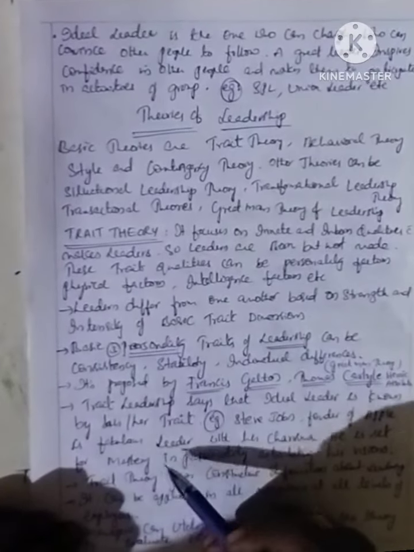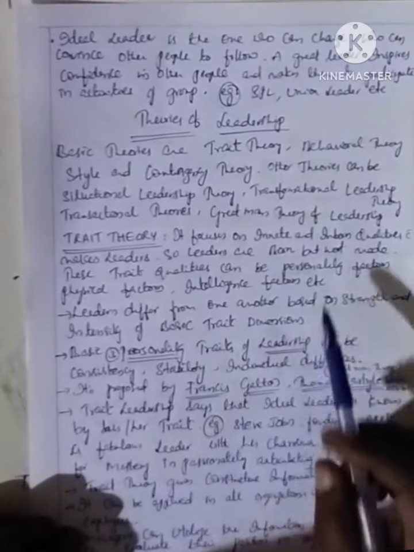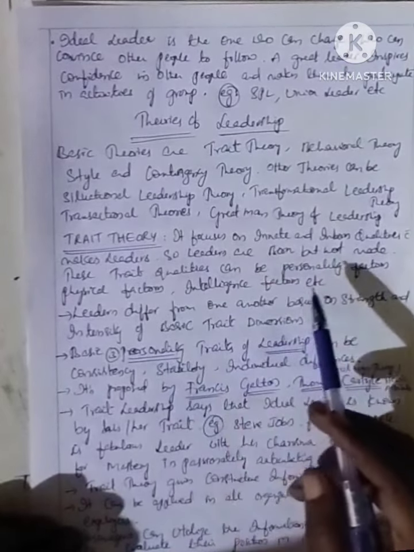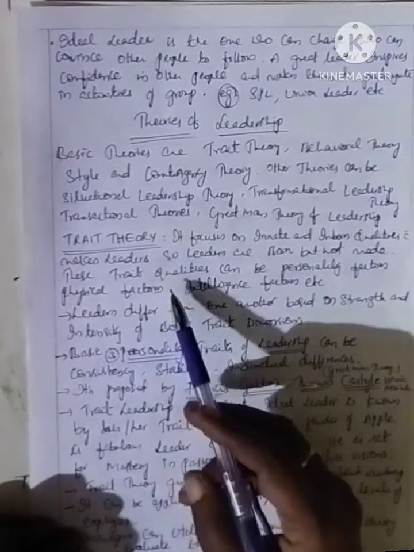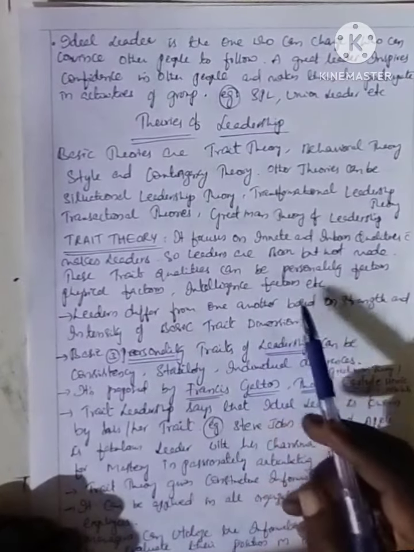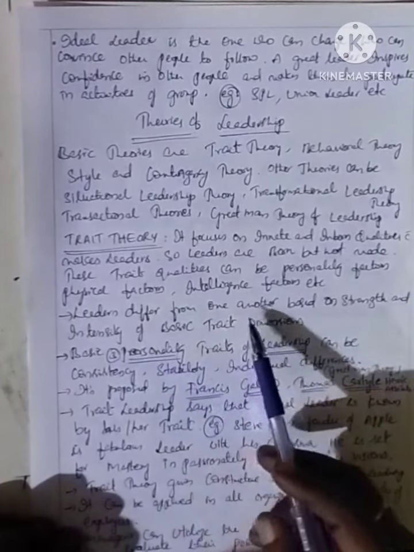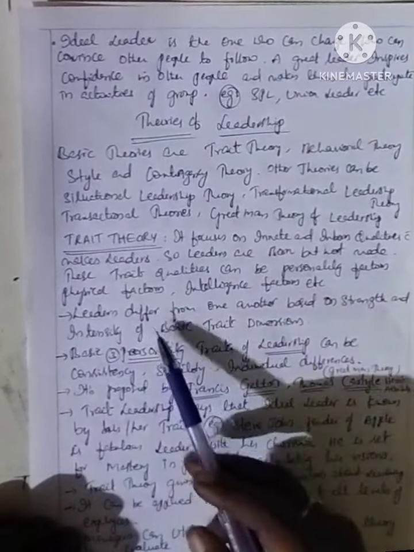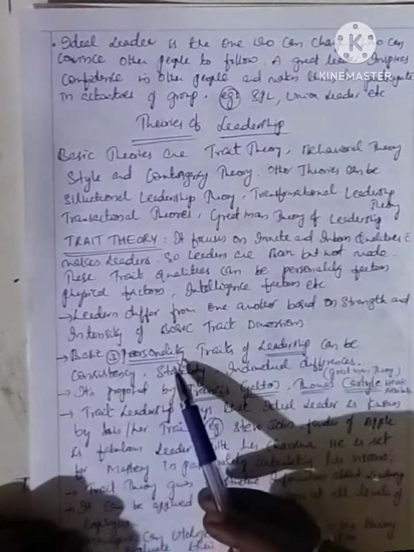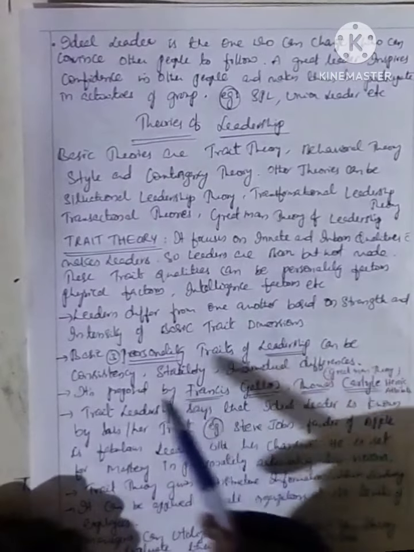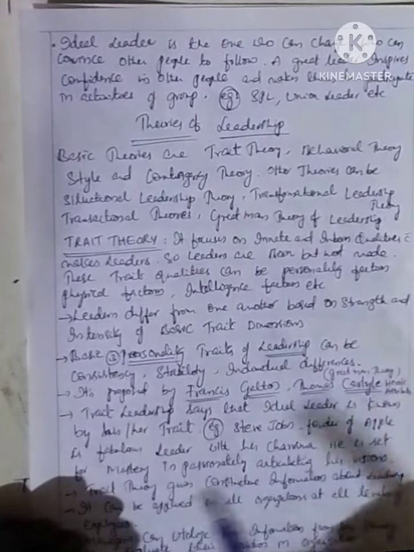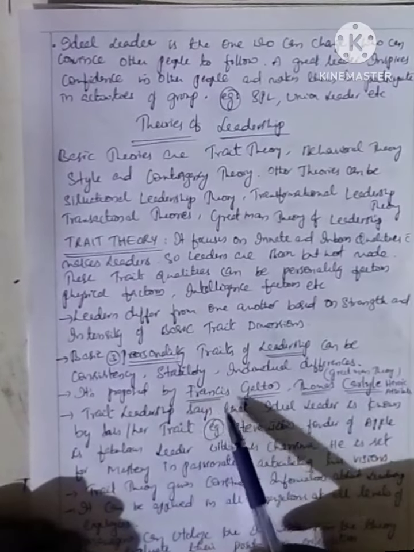The first theory is trait theory. It focuses on innate and inborn qualities which make the leaders. So, leaders are born but not made. These trait qualities can be personality factors, physical factors, intelligence factors, etc. Leaders differ from one another based on the strength and intensity of basic trait dimensions. The basic three personality traits of leadership can be consistency, stability, and individual differences. It was proposed by Francis Galton.